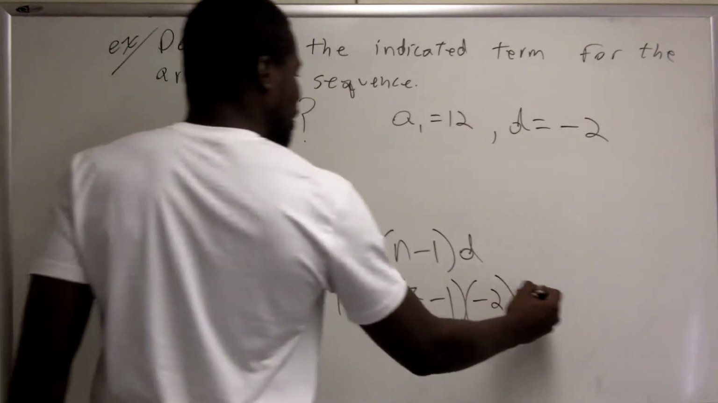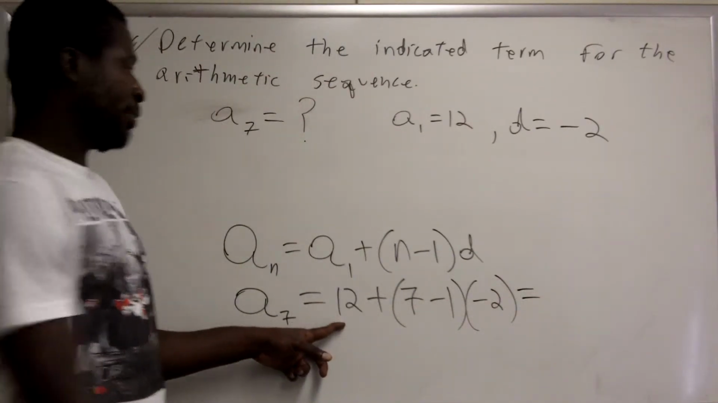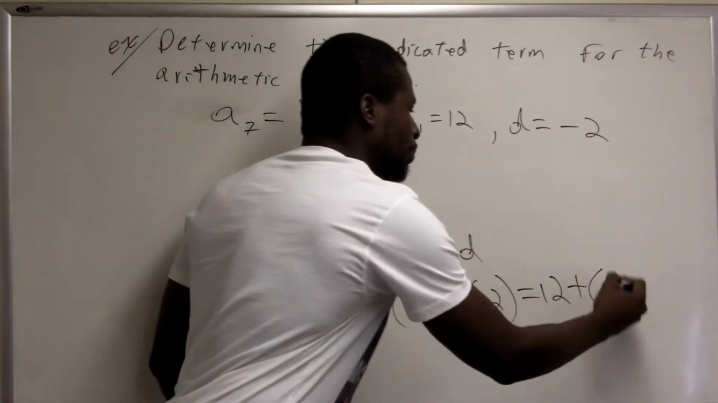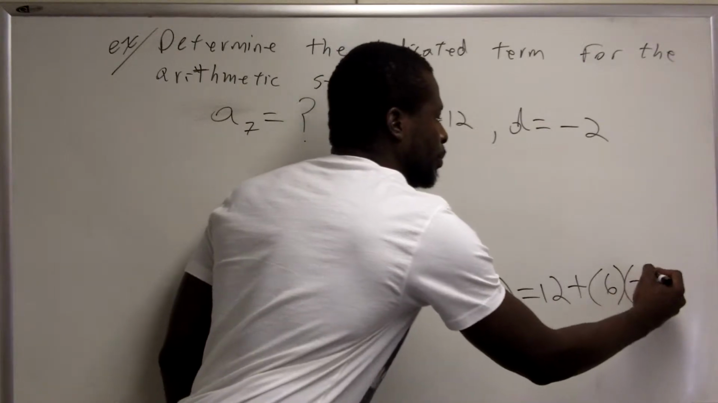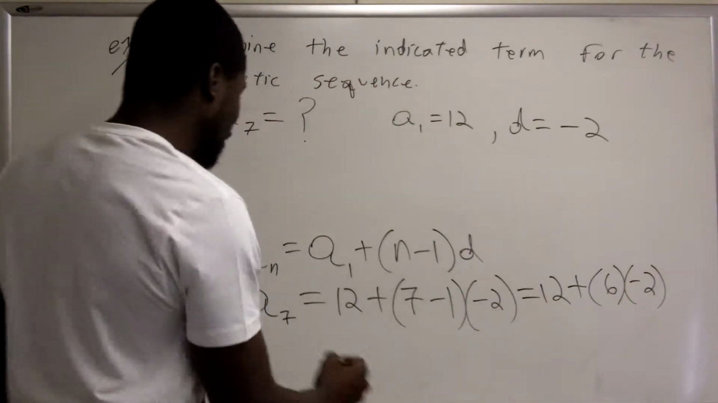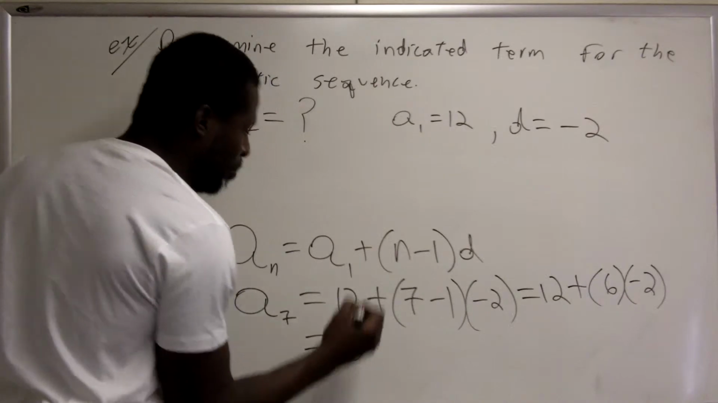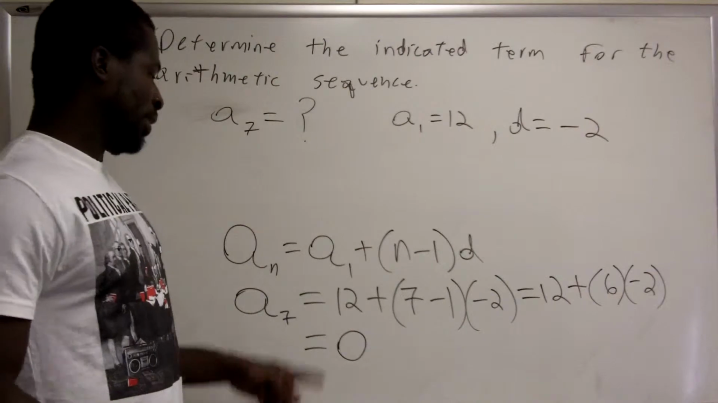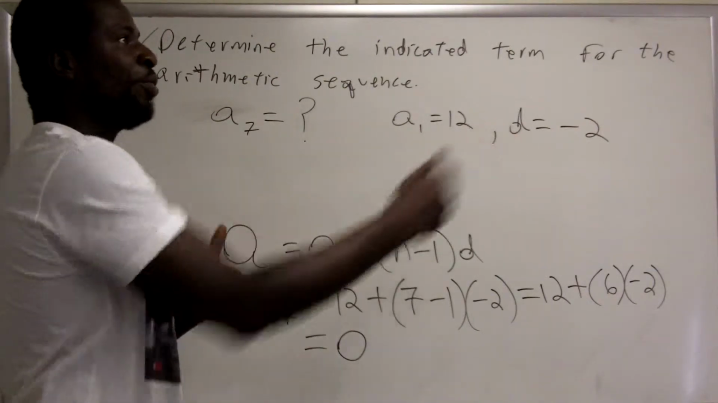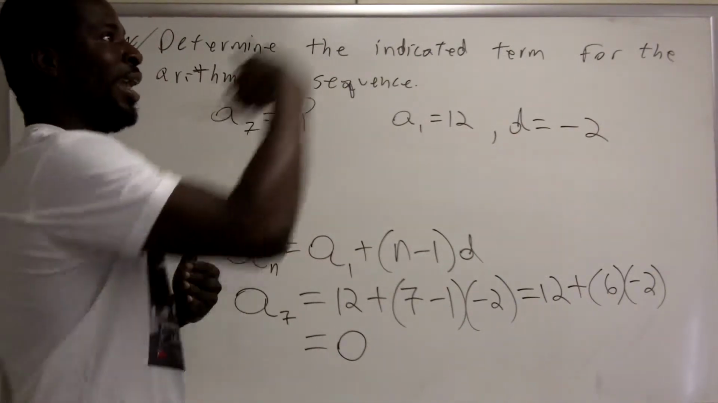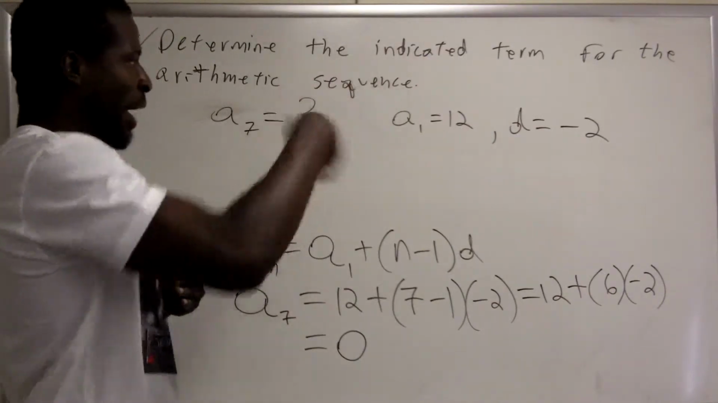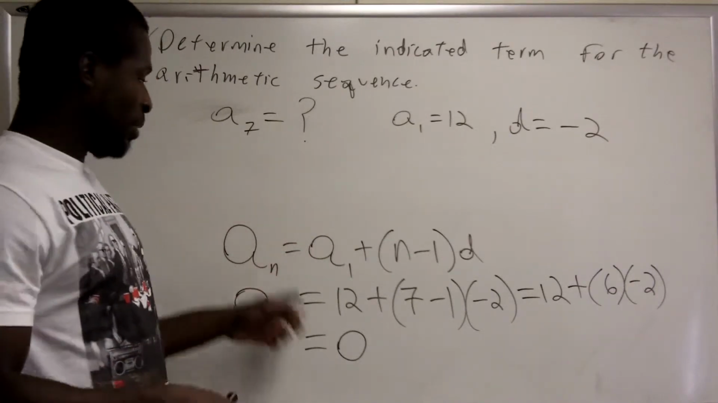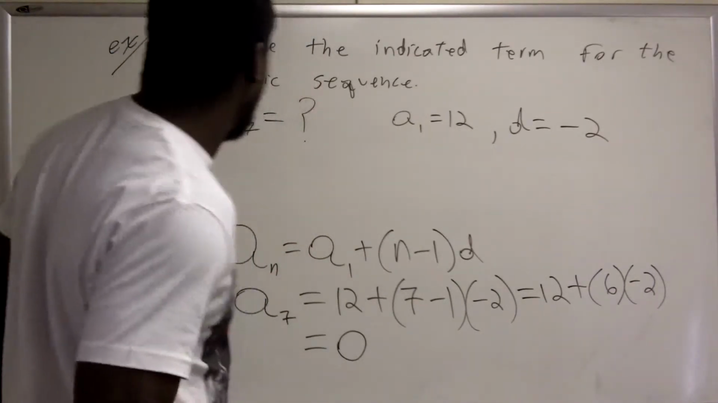So this is equal to 12 plus 6 times -2, which is actually 12 minus 12. So it turned out that the seventh term is the number 0. So A7, the seventh term of this sequence, is 0. And we didn't have to go through all the terms between 1 and 7 to do that. We didn't have to continually add -2 to 12 seven times. All we had to do was plug into this formula. Let's try one more.